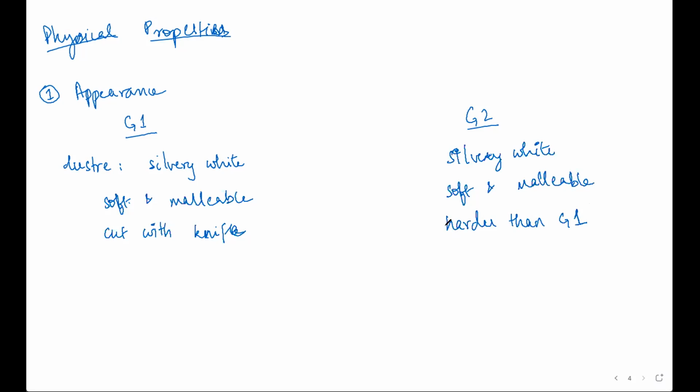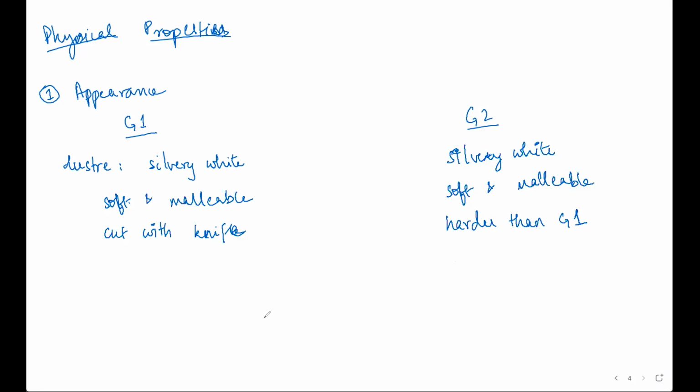So group 1 is so soft you can cut it with a knife. Group 2 is harder than group 1 elements, but in relation to other elements, like if you compare it to copper, iron, all of those other elements, they are definitely softer, but they're definitely harder than group 1.